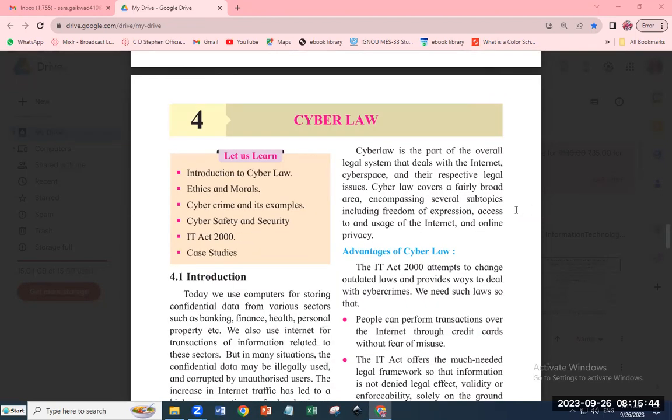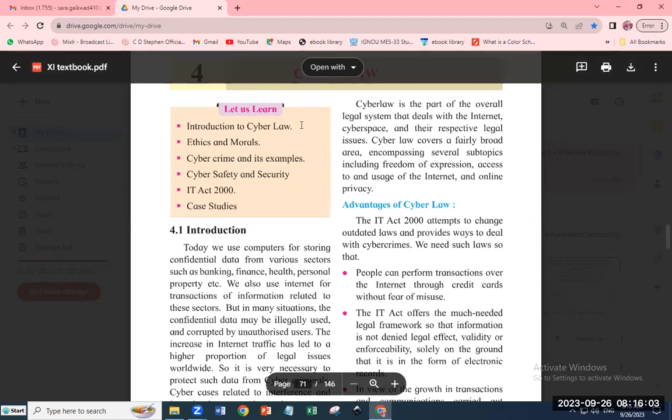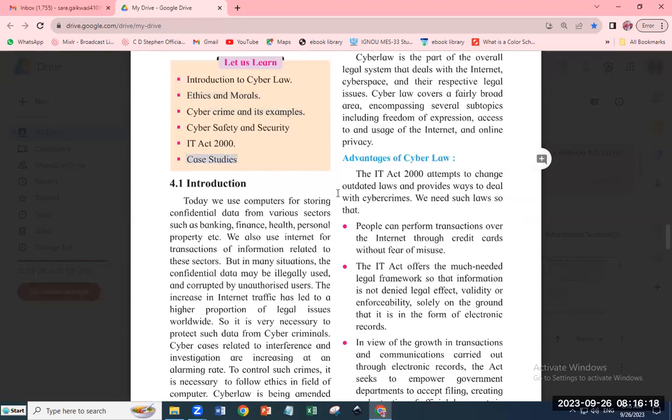So we start with lesson number 4 today, and that is cyber law. You might have heard about cyber security, cyber law, cyber theft, cyber crime, right? So all those concepts, all those topics we'll be studying in this lesson number 4. What are we going to study? Introduction to cyber law, ethics and morals, cyber crime and its examples, cyber safety and security, IT Act 2000, and some case studies we'll be going through. Okay, so we'll start with the lesson.